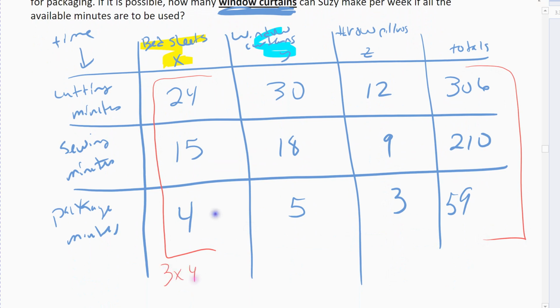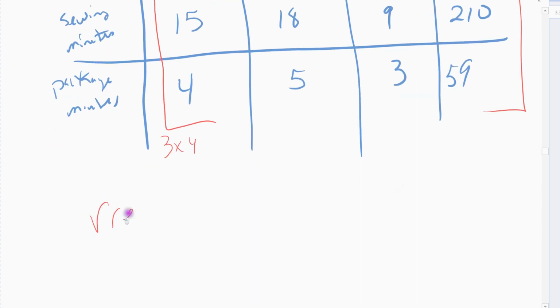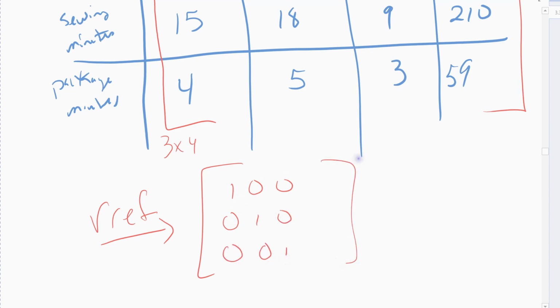This is your 3x4 matrix, row 1, row 2, row 3. Alright, so 24, 30, 12, 306 is row 1, 15, 8, 9, 210 is row 2, 4, 5, 3, 59 is row 3. You do your row reduced echelon form, so you do your RREF, which should give you your one solution case, and it does. 5, 3, and 8. We get all the solutions. We get x, y, and z. So x is 5, y is 3, z is 8.